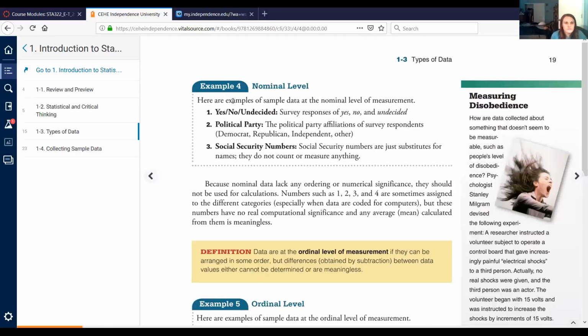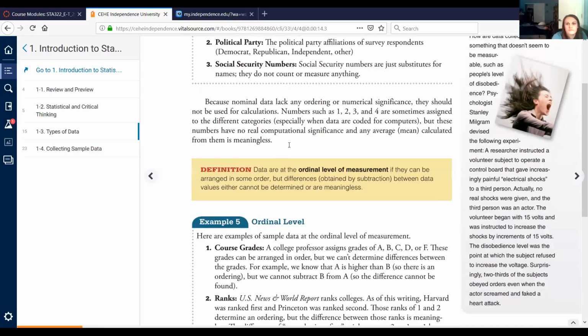The nominal level data, yes, no, and undecided. You've got three possible answers. There is no difference between yes, no, or undecided. Political party, same thing. These are all nominal data. There's no real ordering or significance that allows us to use them for calculations.